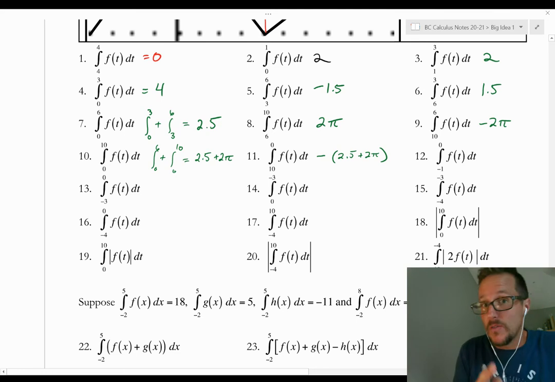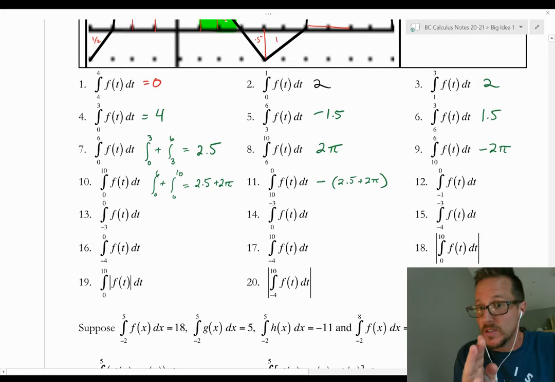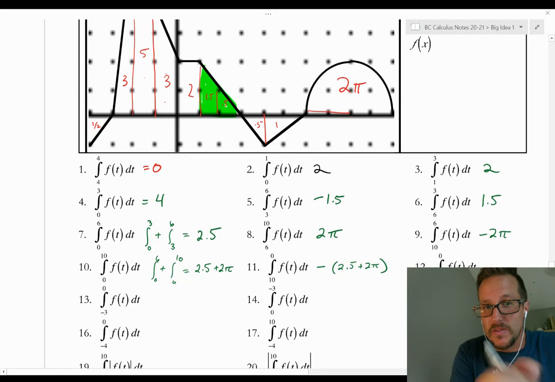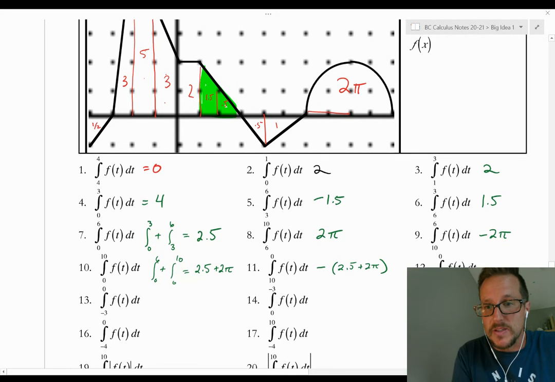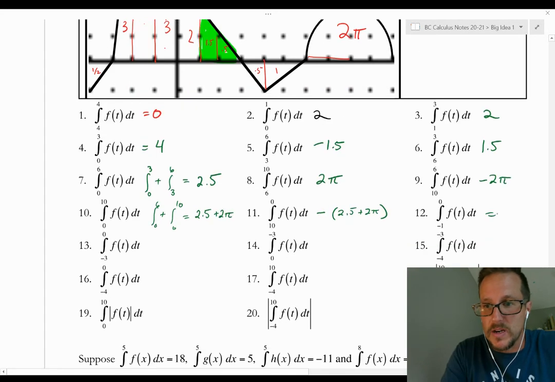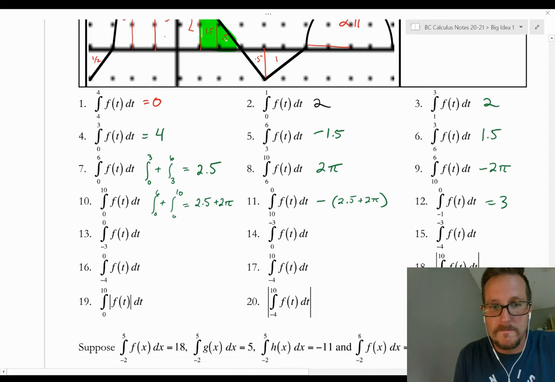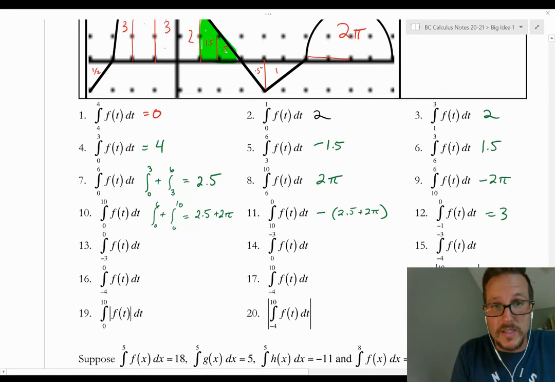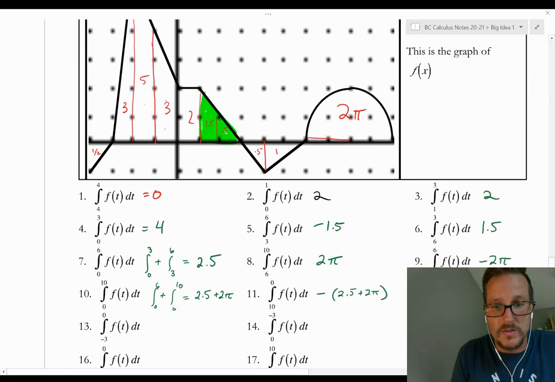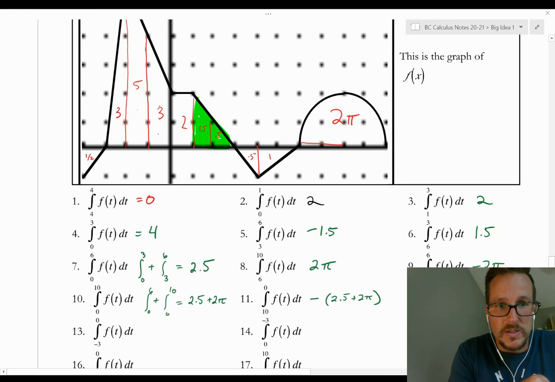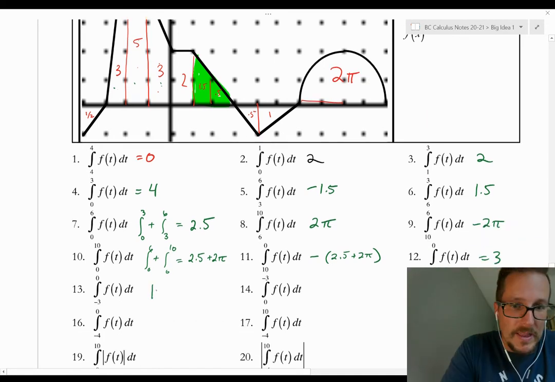All right, -1 to 0 is still moving to the right, and the function is above, and that was what we marked as 3 earlier. So that has an area of 3. -3 to 0 is all 3 of those little regions, so 3 and 5 and 3, 11. All right, that was 11.